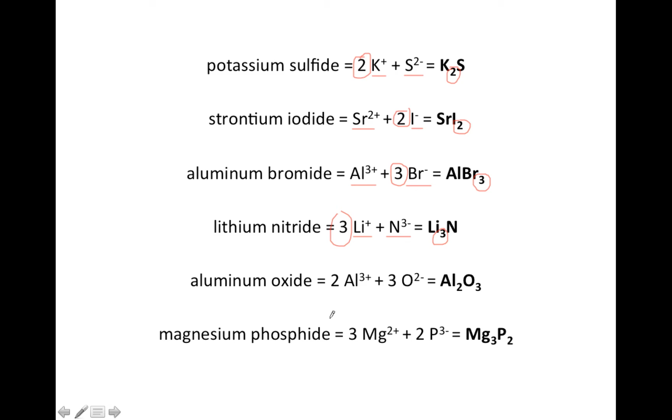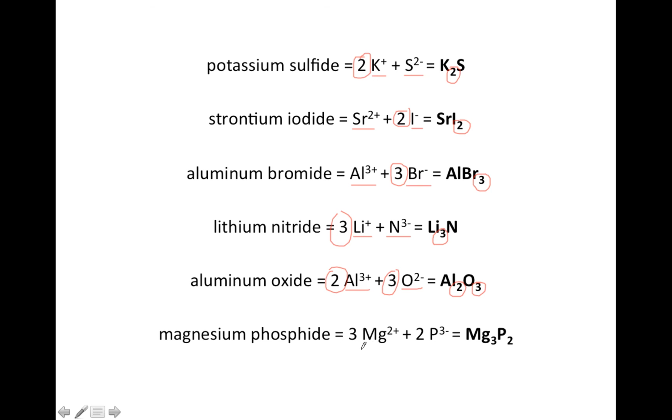Now the next 2 are a little trickier. If you have Al with a +3 charge and O with a 2- charge in aluminum oxide, the only way to make them equal is to have 2 aluminum ions and 3 oxide ions. So now you'll have a total of +6 and -6. So those will balance each other out. So then you just make the aluminums, since there's 2 of them, into subscripts, and 3 oxides. So you give the oxygen a 3 as a subscript, and do not show charges in the final answer.